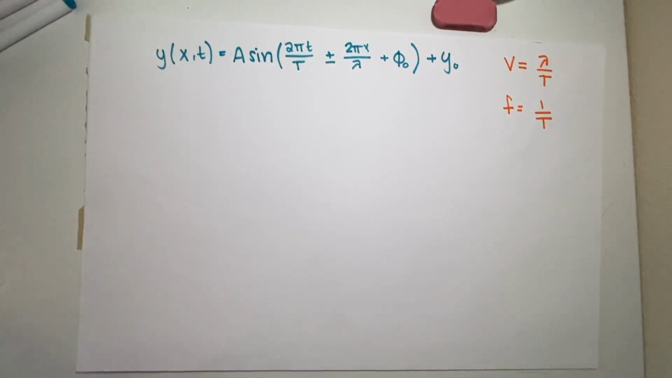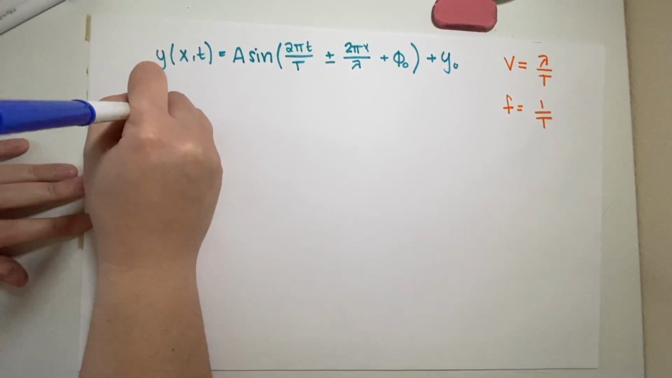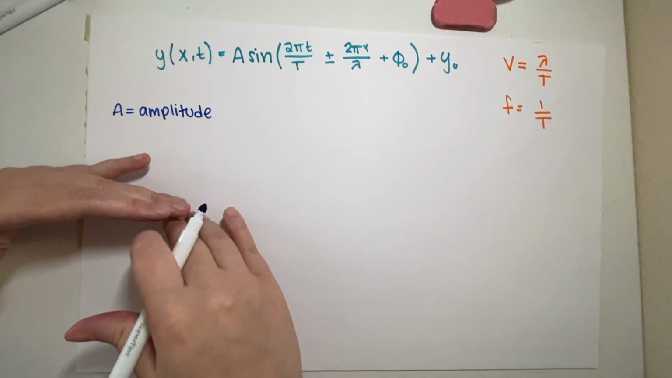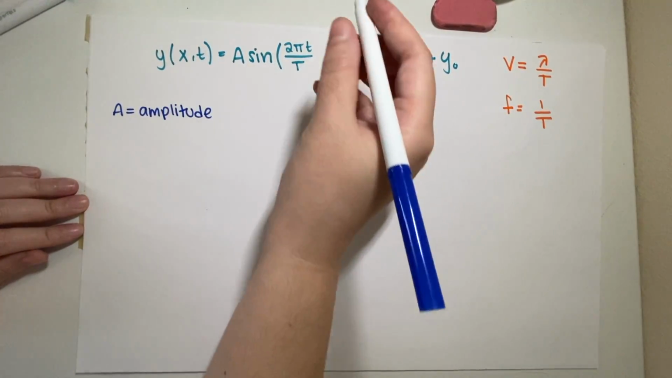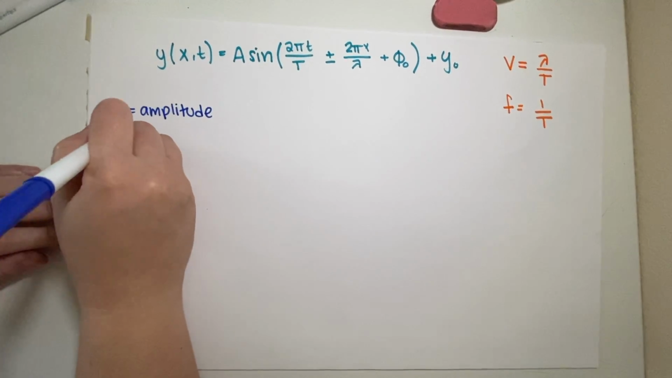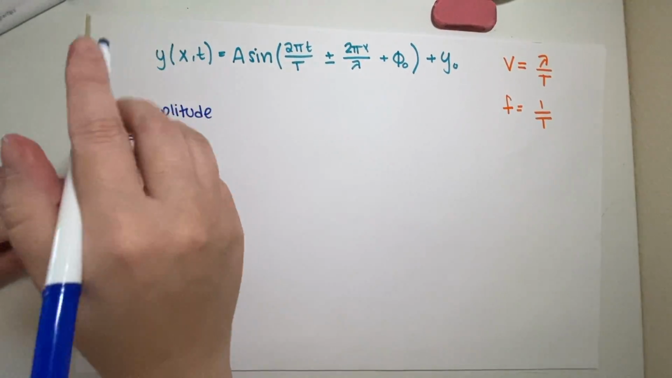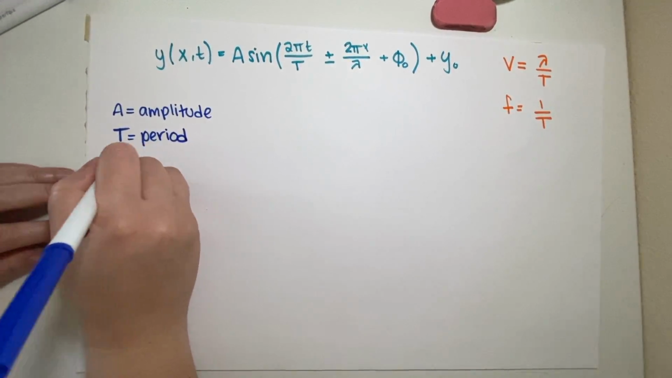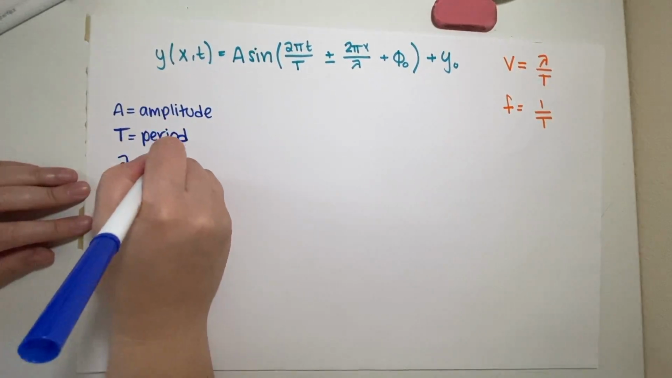Now, what's the name of all of these things that we have over here? Well, A is the amplitude, and it refers to how big or how small your wave is. Then we have this thing, which is the period, which is the time to have one full cycle. Then we have this thing, which is called lambda, and it is the wavelength.